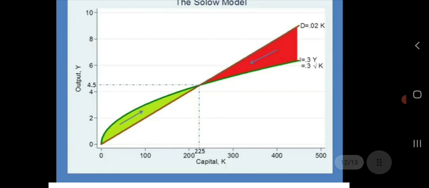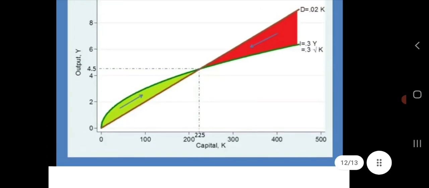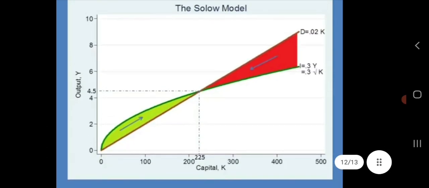So in this particular diagram, the steady state is where the capital is 225 and the output produced is 4.5. So as you can see, the steady state output is taken into consideration as the GDP.